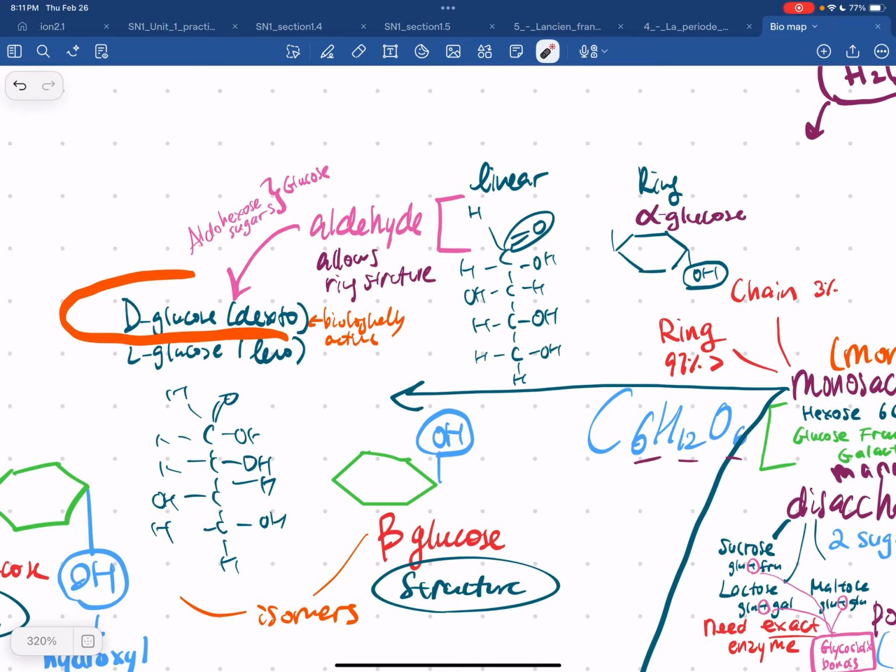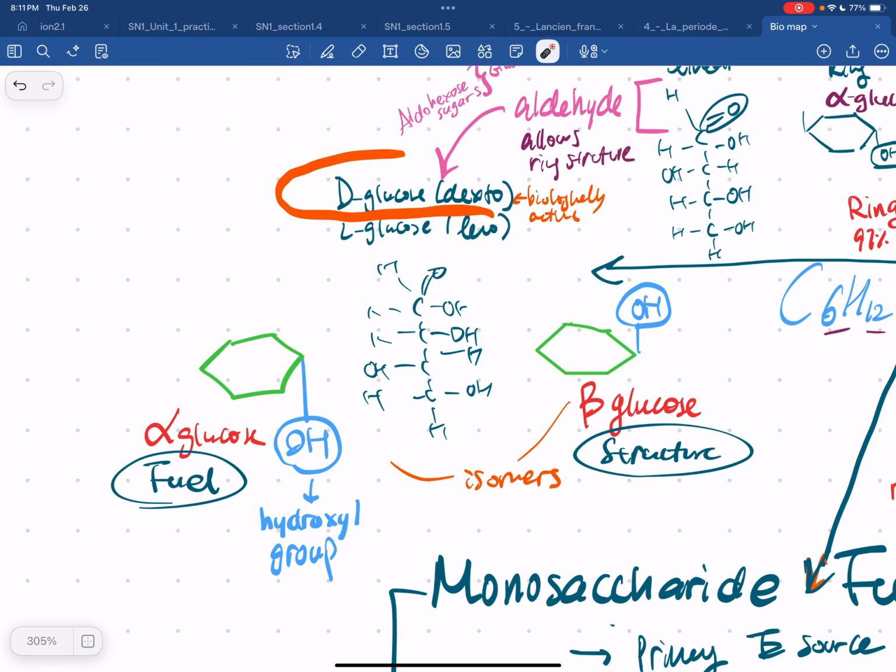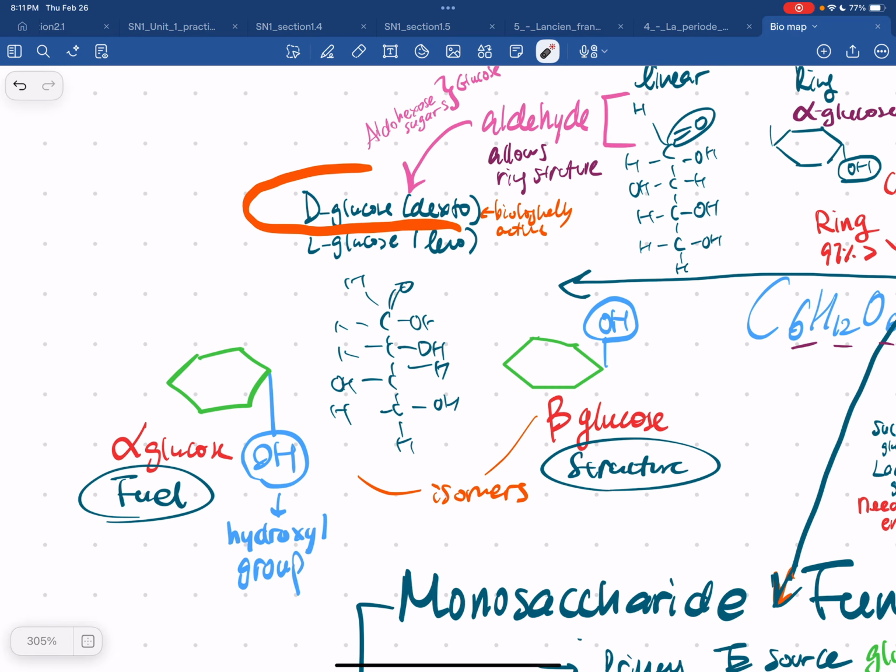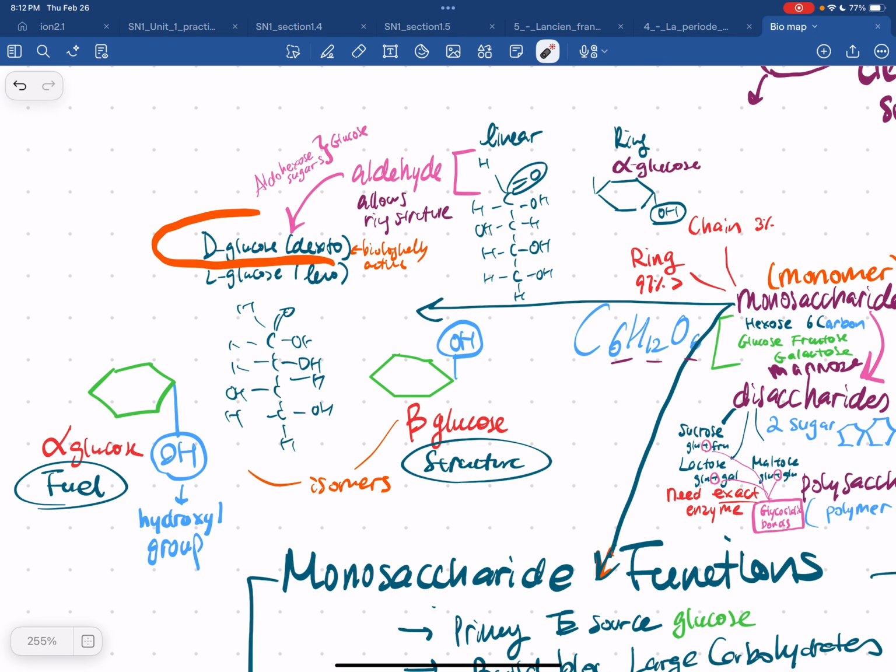They have an aldehyde group. There is D-glucose, dextro, and L-glucose, for levo, and it cannot be used by cells if it's L-glucose. There's only D-glucose that we're going to concern ourselves with.